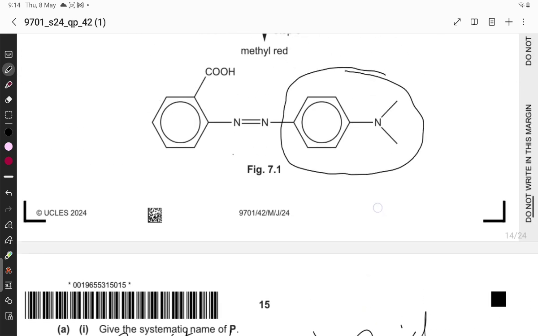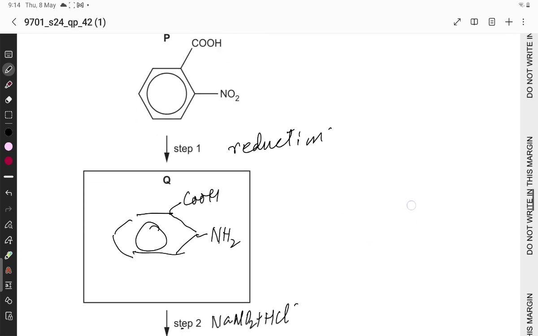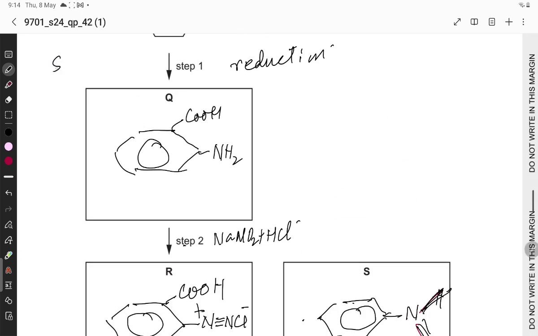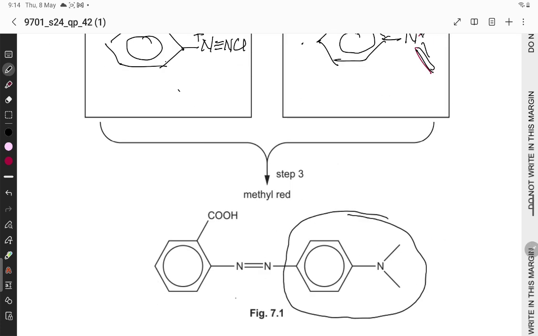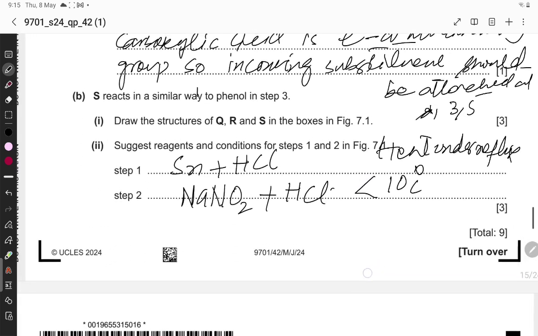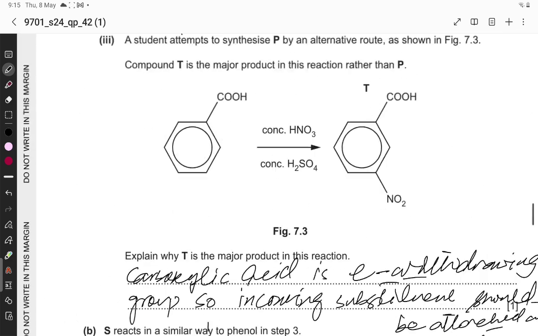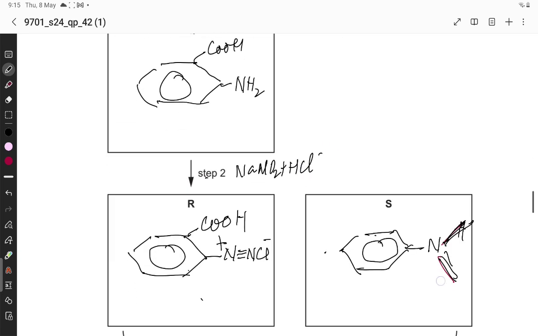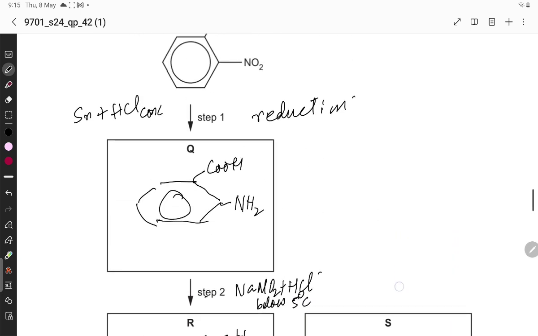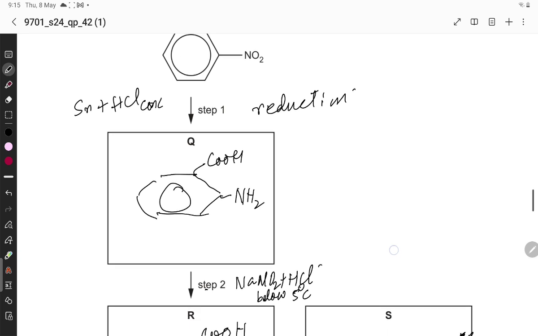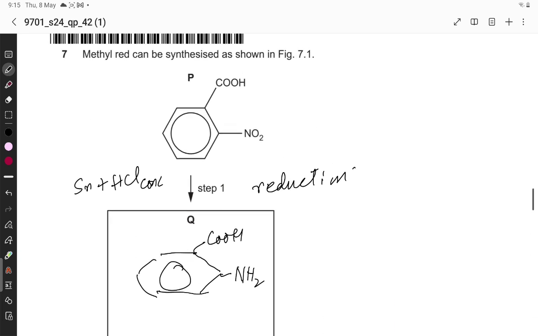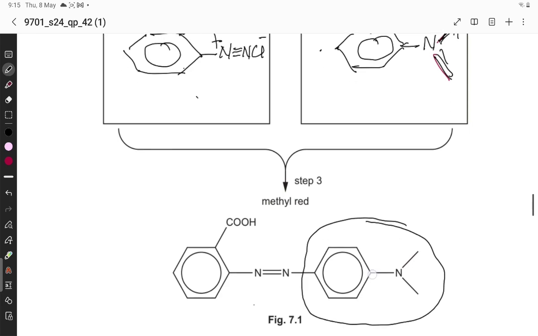Step 1: Sn plus concentrated HCl. This is the reagent, and heat under reflux. For step 2, it is heated at below 5 degrees centigrade. So this is the condition for step 2, and this is the condition for step 1.